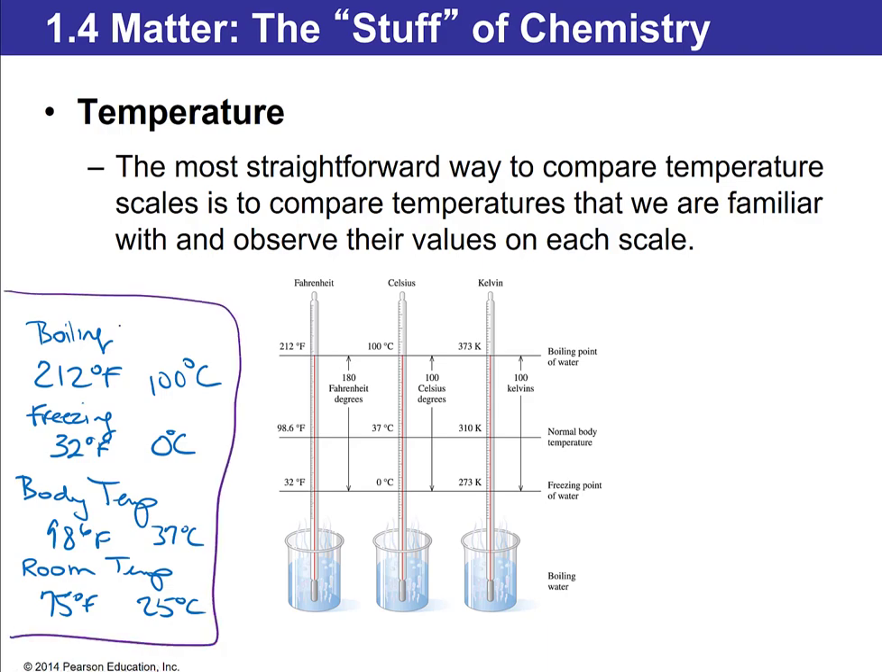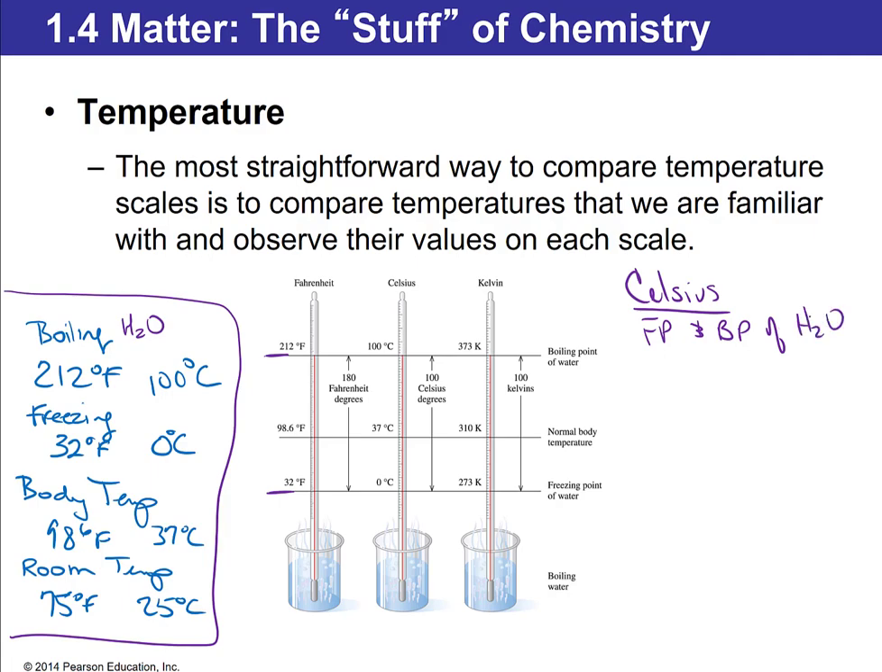The boiling point of water in Fahrenheit is 212, you can see that here. In Celsius, it's 100 degrees Celsius. The freezing point of water is 32 degrees with Fahrenheit, 0 degrees for Celsius. So you can see that Celsius is based on the freezing point and the boiling point of water. That's how they came up with the 0 and 100 scale.